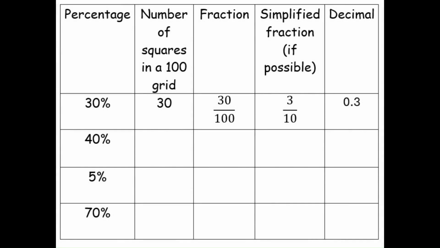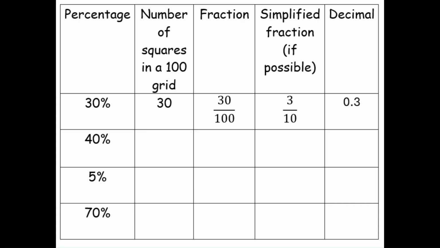So now you're going to have a go. You're going to convert the percentage into the number of squares in a 100 grid, which will help you convert it into a fraction. And then simplify this fraction and then convert it into a decimal, as we've learnt before.